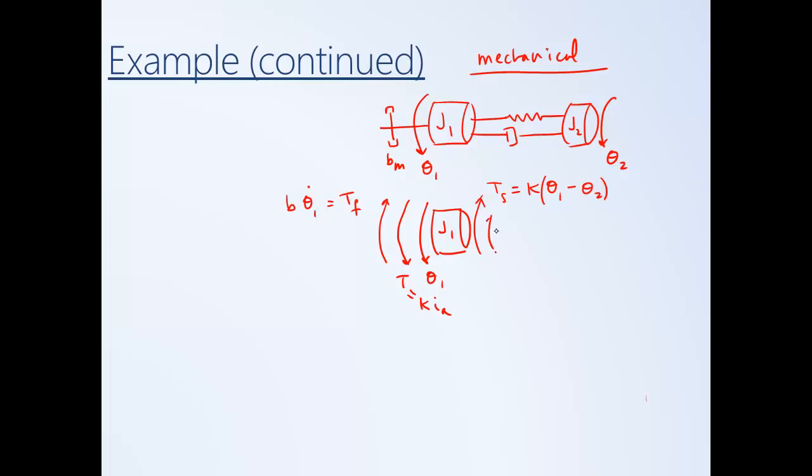Similarly, we'll also have a torque due to the damper, the damping in the shaft, except here the torque is proportional to the relative speeds, the difference in the relative speeds of the two ends of the damper. So this is the free body diagram for J sub 1.